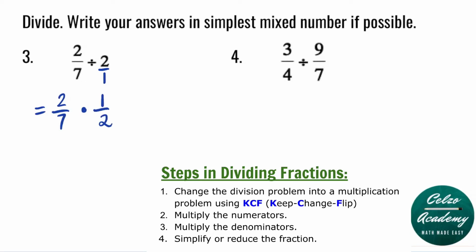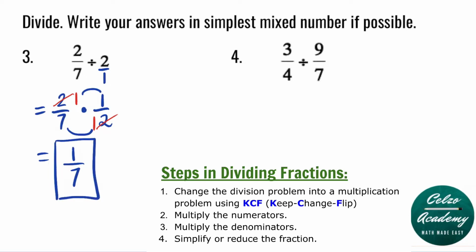Simplifying this, we can divide 2 divided by 2, and that is of course 1. So we can write 1 over 1. Now we multiply the numerators, 1 times 1, we have 1, and denominator 7 times 1, we have 7. So the simplest form for number 3 is 1 over 7.